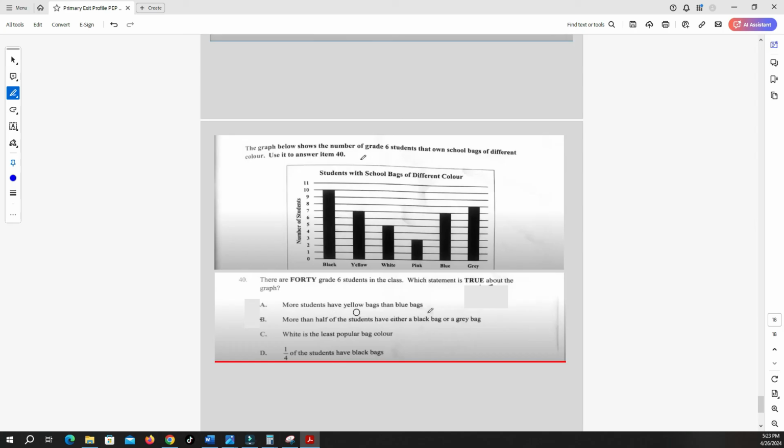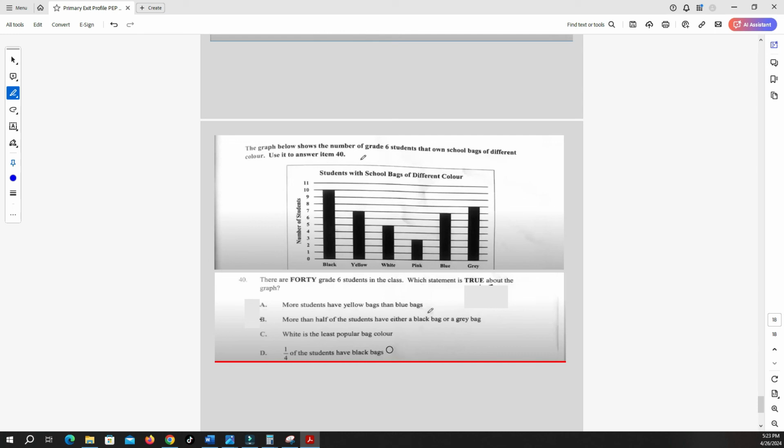Which statement is true about the graph? More students have yellow bags than blue bags. Yellow. No, they have the same amount. They both have 7. More than half of the students have either a black bag or a gray bag. This is 10, 18, 7 and 7, 14. Nah, I don't see that. White is the least popular bag color. No, it will be pink. So I think it must be D is the answer.